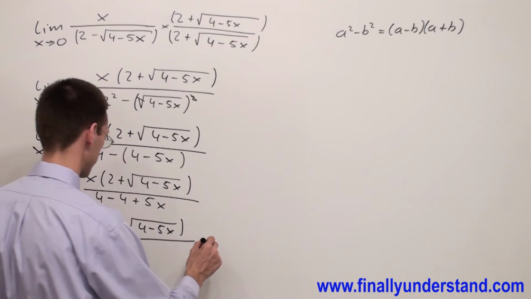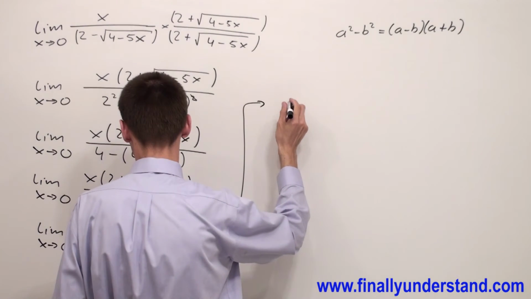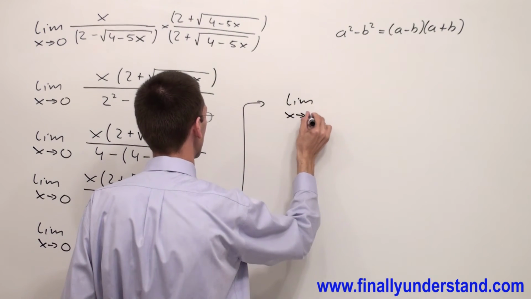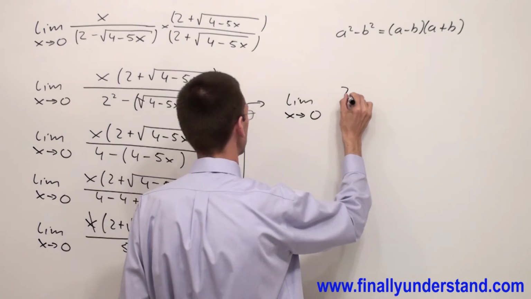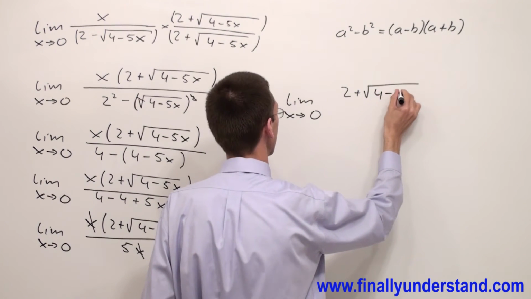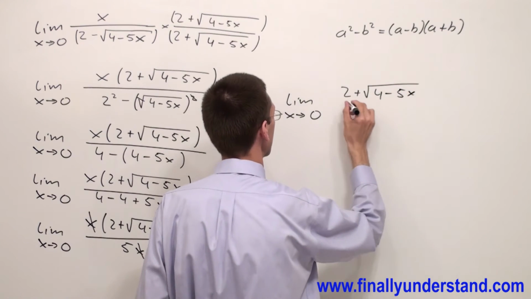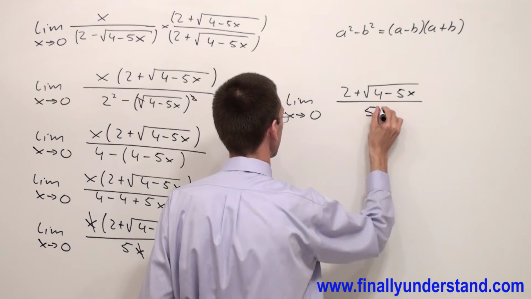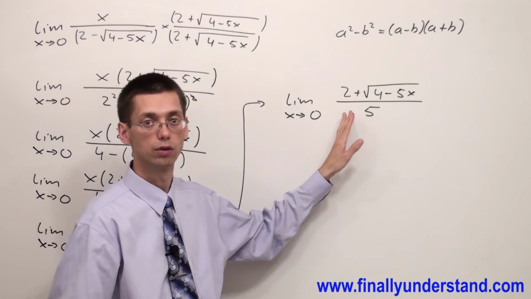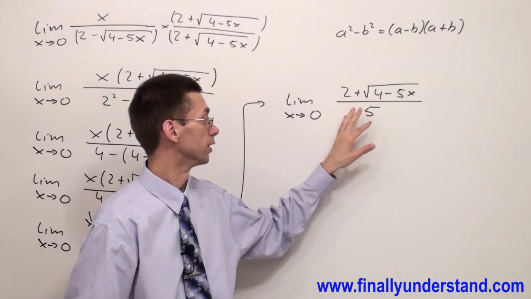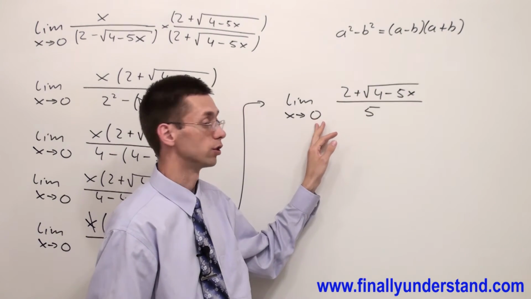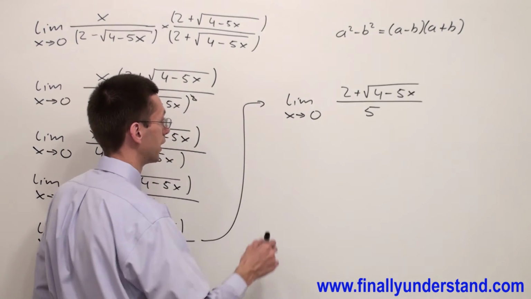And what I have right now, I have nothing else, just the limit x goes to 0, and I have 2 plus square root of 4 minus 5x over 5. Again, we have a rational function, but this time my denominator is never going to be 0. That's why I can simply replace this x by 0 and find the limit of this function.